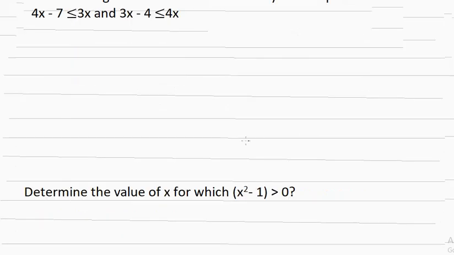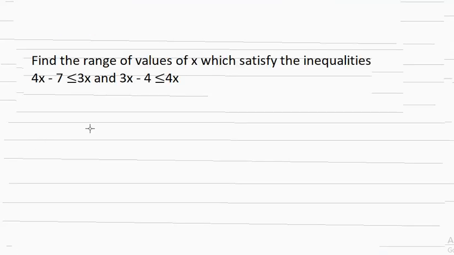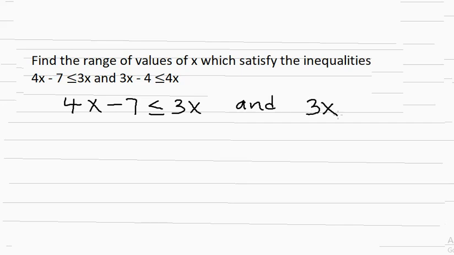All right, here we go. Let me take this down a bit. So let's solve this. Find the range of values of x that satisfy this inequality. There are two inequalities right here. One is 4x minus 7 is less than 3x, and the other is 3x minus 4 is less or equal to 4x. We'll solve this one first.